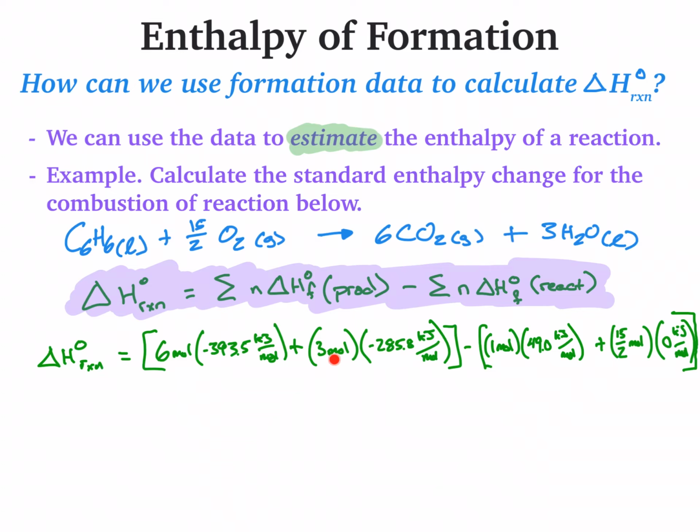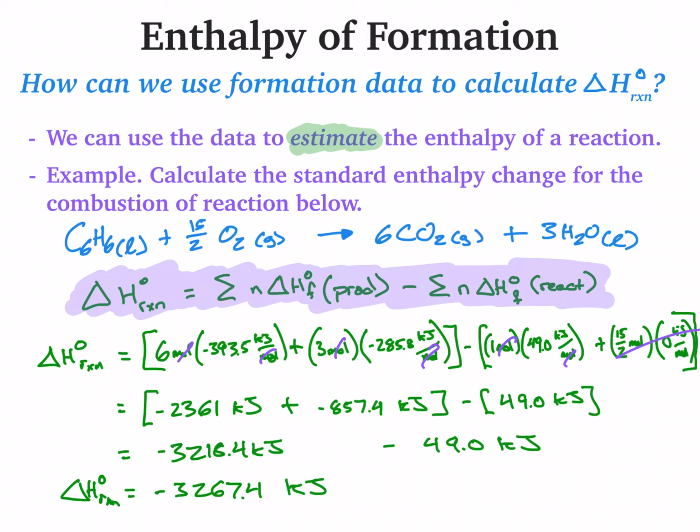This is in its own set of brackets because I should solve this first. And then I'm going to subtract from that the 1 mole of C6H6 multiplied by 49 kilojoules per mole, which is its enthalpy of formation. And then we should be able to recognize that O2 is a diatomic element. It wants to be a gas. That's its standard state. This is going to have an enthalpy of formation value of 0 over here. And so now I can use this data and solve step by step for my delta H reaction.